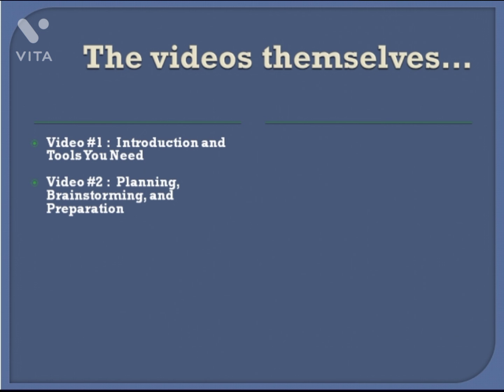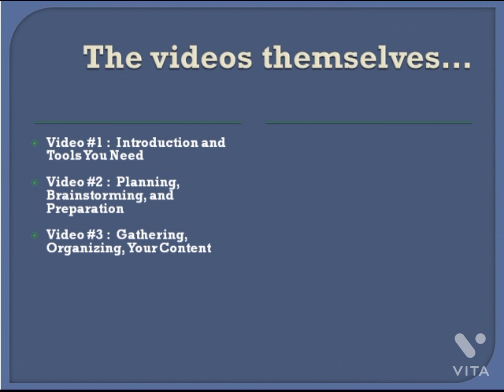And video number 2 is all about planning, brainstorming, and preparation. It's important to plan and brainstorm what your fixed term membership site is going to be about before you actually implement it. From that point, we move on to video number 3, or step number 3, where we gather all of your content and begin to organize it. There's a specific system and method that we're going to be using that will help you organize your content so that it's easy for you to set yourself up for success, so that you can begin to implement the other steps fairly easily and quickly.